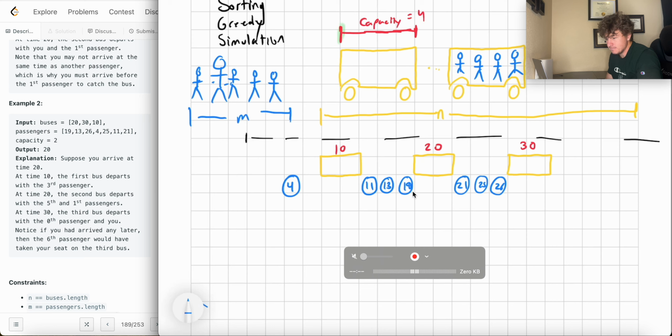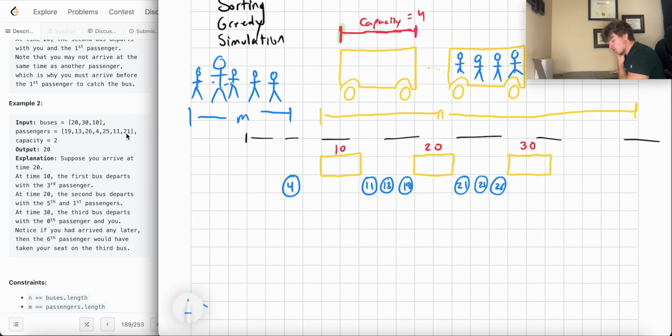Okay, so we got people coming at 4, 11, 13, 19, 21, 25, 26. There's 7 people waiting. 1, 2, 3, 4, 5, 6, 7. Just making sure I dot my I's and cross my T's. So how is this going to work in the simulation?